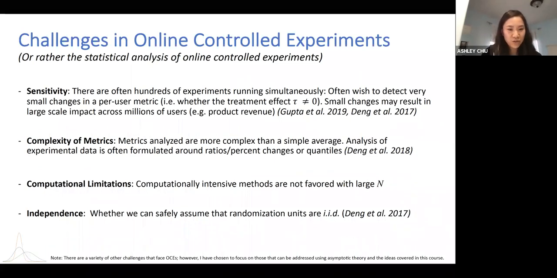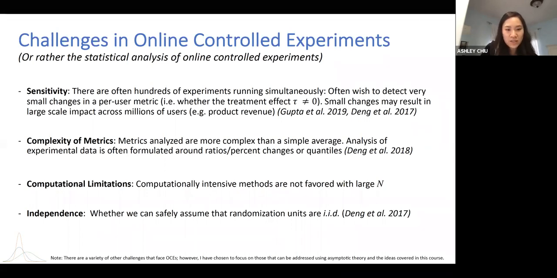Some of the challenges in the statistical analysis of online controlled experiments start with sensitivity. Because it's usually employed at a very large tech company, there are a lot of different experiments that may be running simultaneously. And we often really want to detect very, very small changes in a per user metric, because if you multiply that small change by millions of users, it results in a very material change, like to product revenue. And then there's also the complexity of the metrics. A lot of times people might think that the metrics are just averages, but sometimes what they're interested in are actually quantiles or percent changes, which are a little bit more difficult to compute the variance for. And there are also computational limitations, obviously, because we're dealing with very large N.